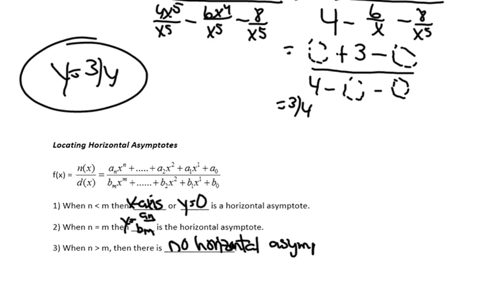So again, you can either do the algebra like I've done earlier in this video, or if you understand these 3 general rules for this, you can identify if and when we have a horizontal asymptote for any rational function.